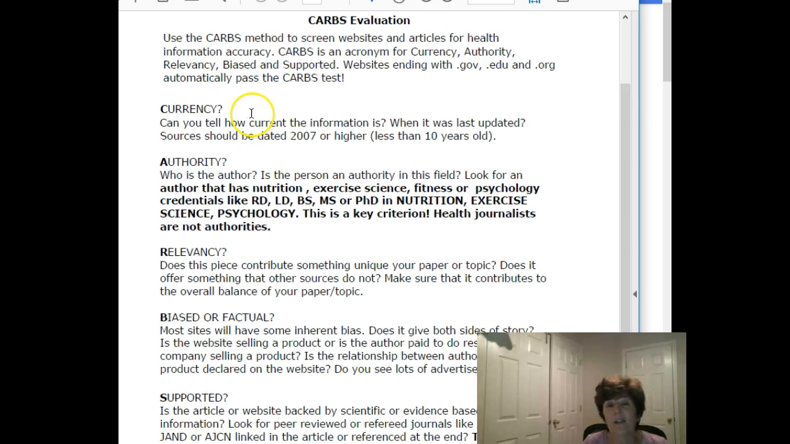And just as a reminder, hint, hint, any website that ends with .gov or .edu or .org automatically passes the CARBS test. Hint, hint. So let's see what you got, and then perhaps you can find out some more information about sleep, and it will help you, and I will see you in cyberspace.